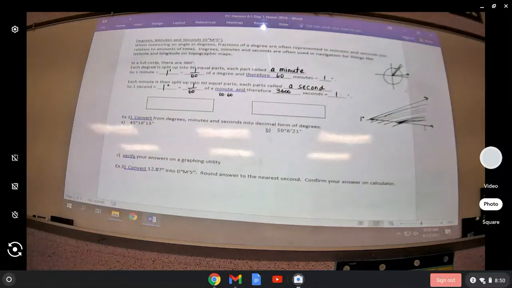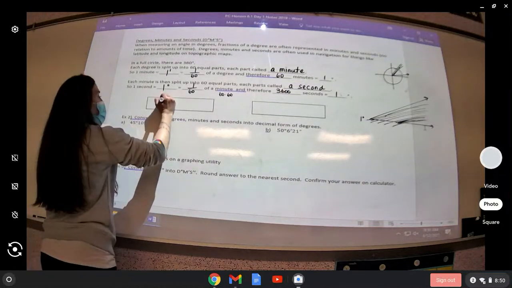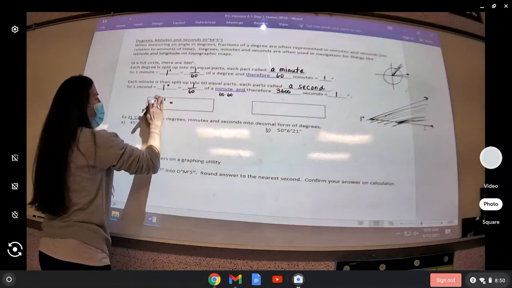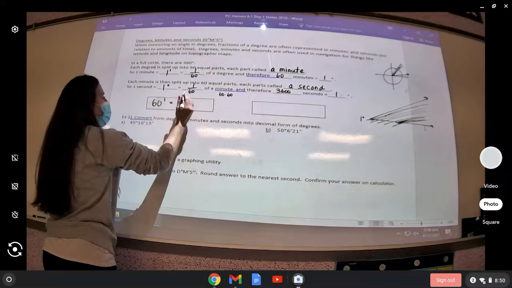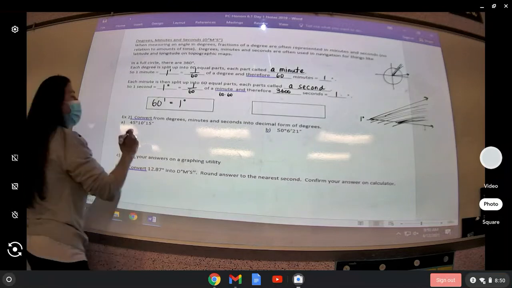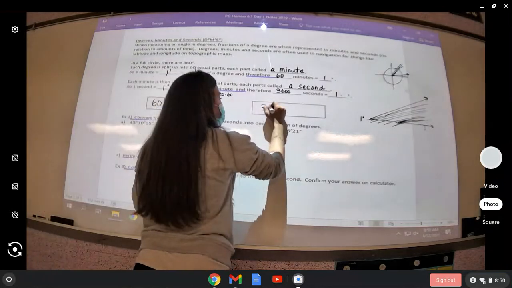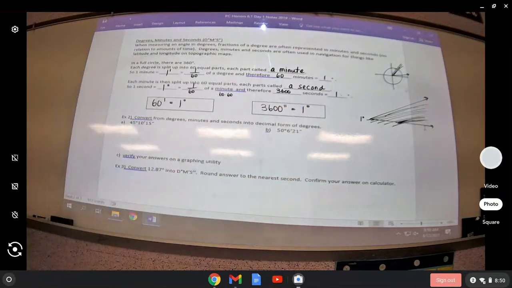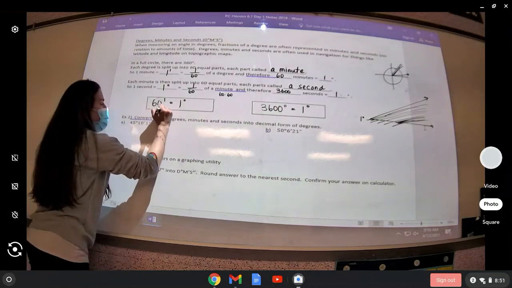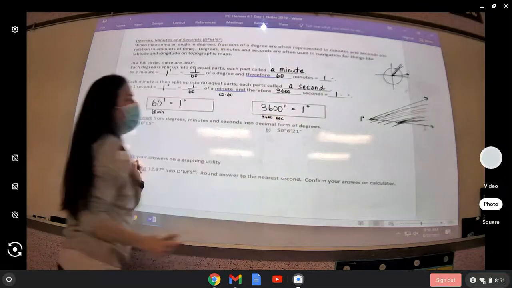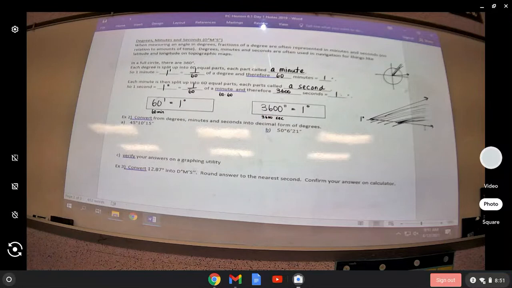So those are your 2 big conversion factors. You're going to have 60 minutes equals 1 degree. I'm sorry, I shouldn't have said 1 minute, that's my bad. 60 minutes live inside of 1 degree. And then you're going to have 3,600 seconds equal 1 degree. And again, this is 60 minutes and this is 3,600 seconds, in case you forget the notation.